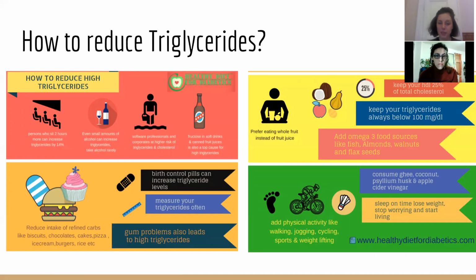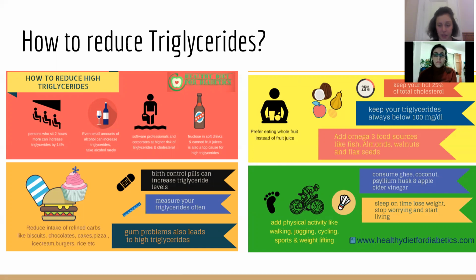The way how to reduce it in a more friendly and not medical way, I put it here. And as you can see, most of them are basically, I would say, the same as for a healthy diet. So eating whole fruits and vegetables, eating good types of fats, reduce this intake of refined food, which is very often combined with trans fats.